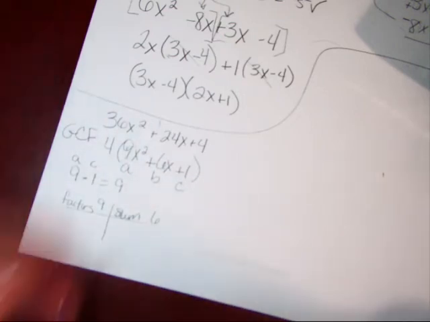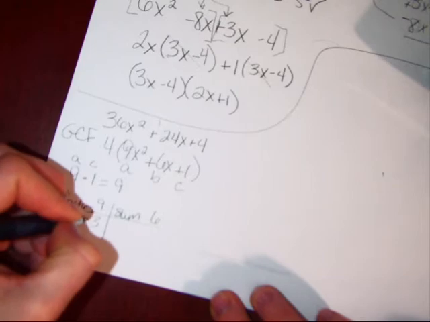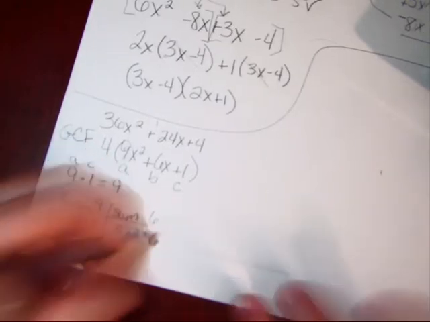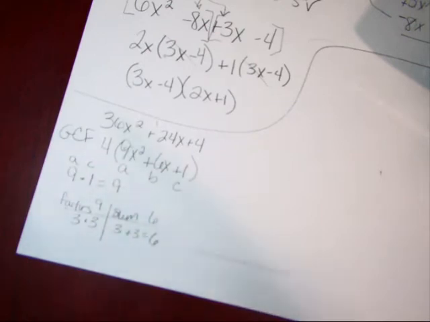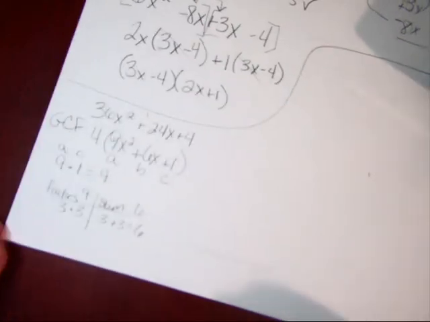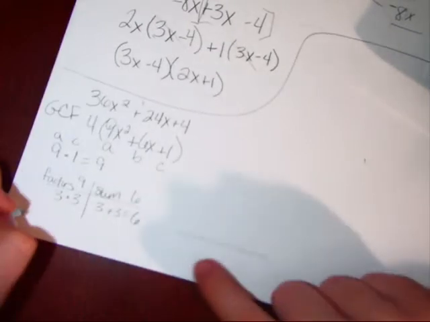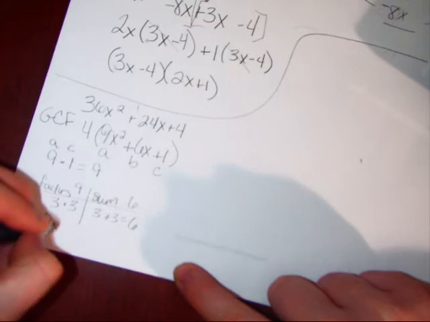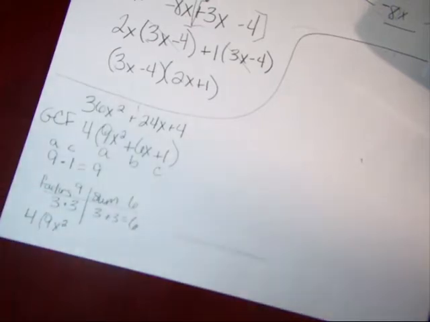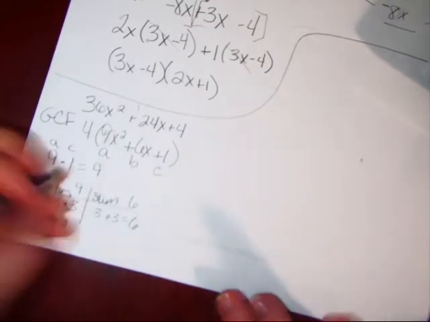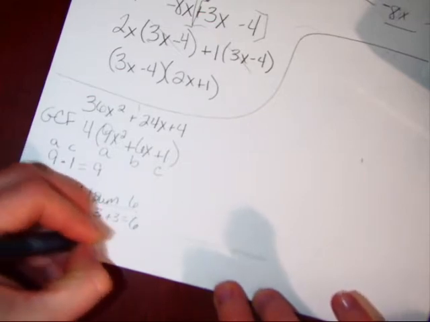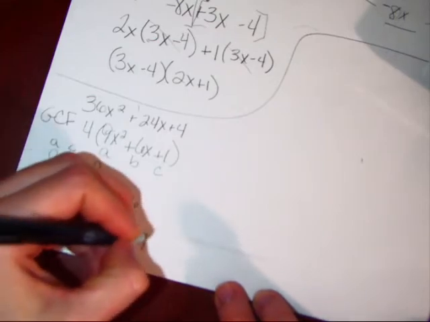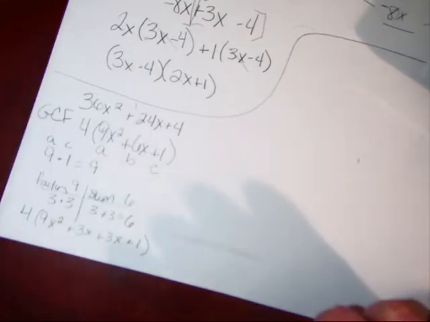Well, that's not too hard, is it, guys? You know 3 and 3 multiply to 9, and I would hope you know 3 and 3 add to 6. So that one probably wasn't too hard using the book way. But now we're going to have to rewrite this thing. We keep our 4, and we keep the 9x squared. But this time, instead of writing plus 6x, we write plus 3x plus 3x. And then we write the plus 1. So we took away the 6x and made it 3 and 3.